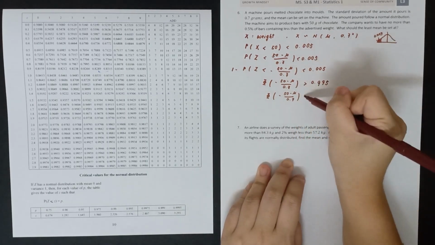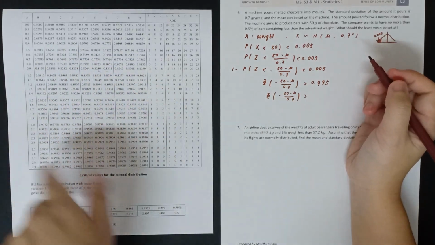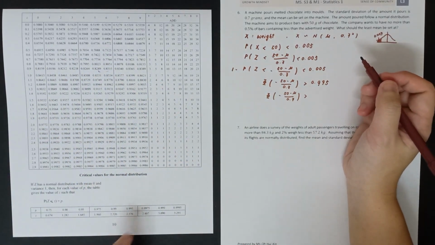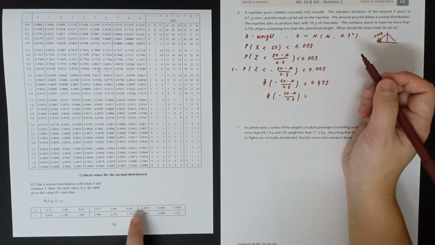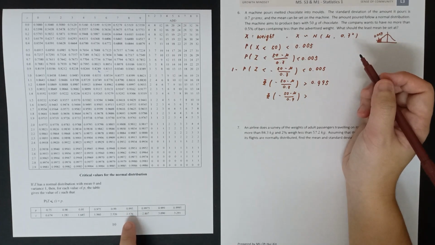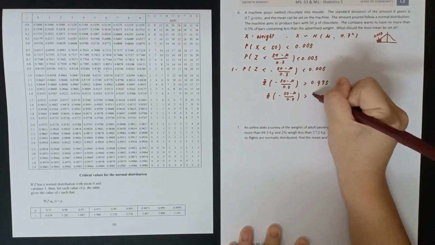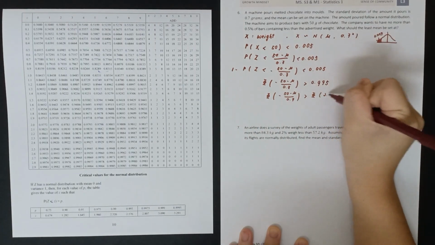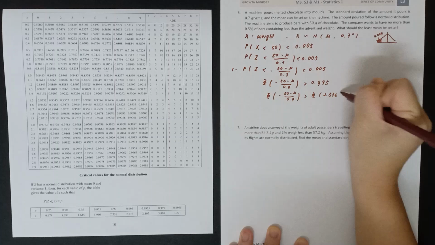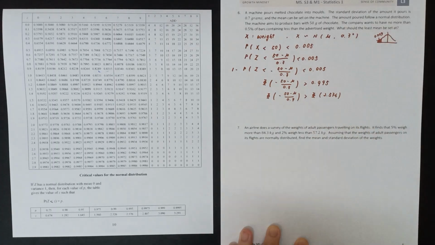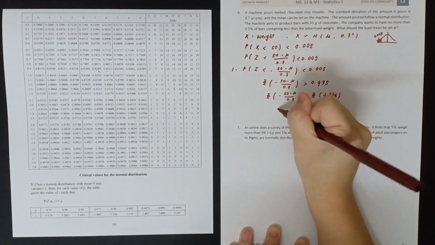Okay, same thing, 0.995. I do not need to read it from the big table, I can straight away get it from the critical value here. So 0.995, which is 2.576, which I should be able to get here. Okay, so 2.576. Then now with this, I can try to eliminate the sign already.